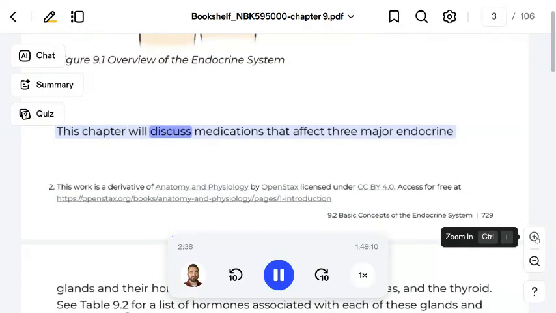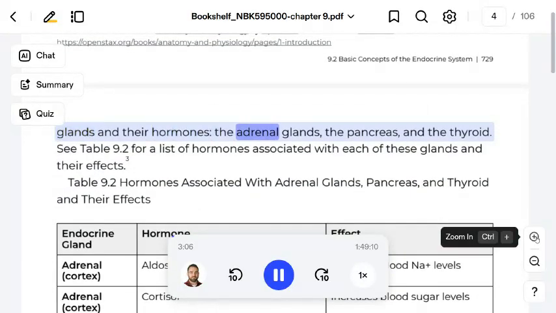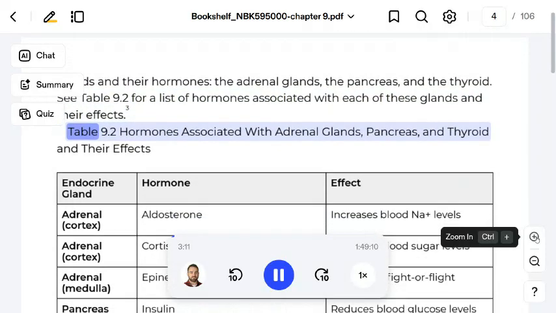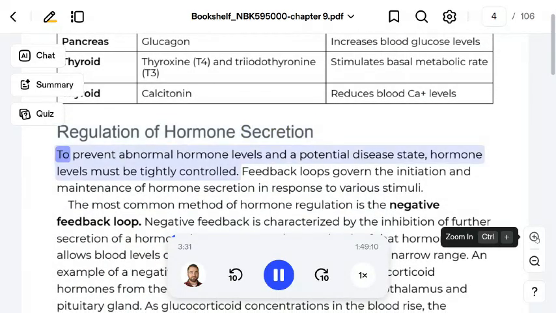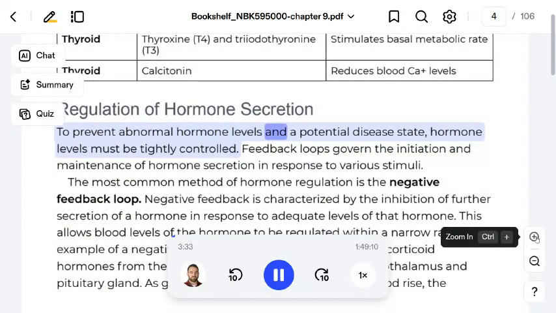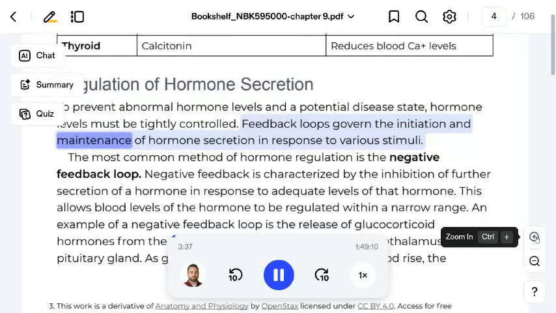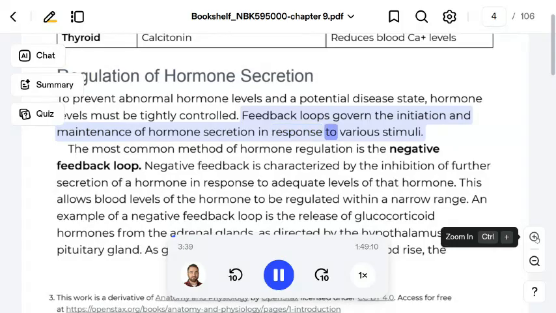This chapter will discuss medications that affect 3 major endocrine glands and their hormones: the adrenal glands, the pancreas, and the thyroid. See Table 9.2 for a list of hormones associated with each of these glands and their effects. Table 9.2 Hormones associated with adrenal glands, pancreas, and thyroid. Regulation of hormone secretion. To prevent abnormal hormone levels and a potential disease state, hormone levels must be tightly controlled. Feedback loops govern the initiation and maintenance of hormone secretion in response to various stimuli.